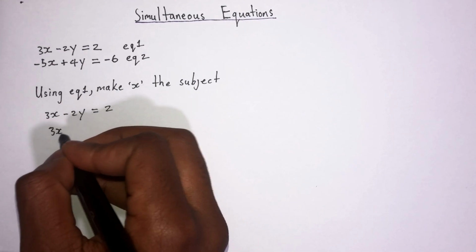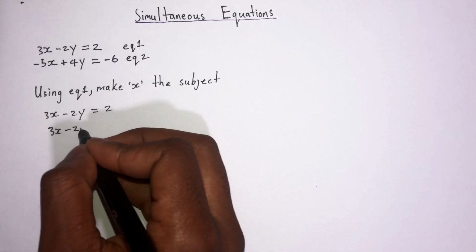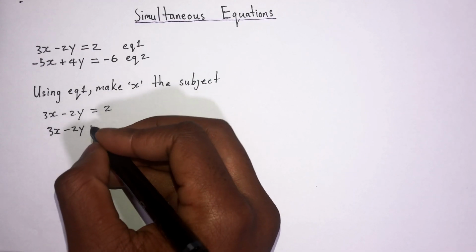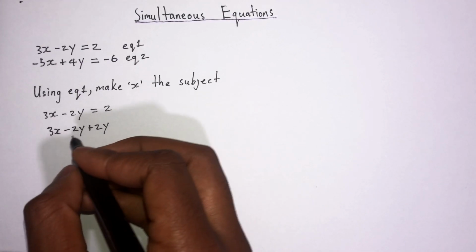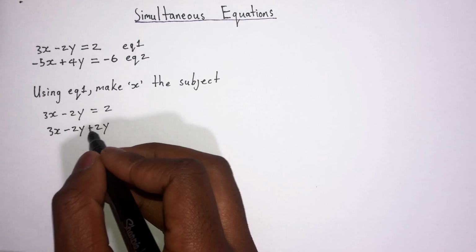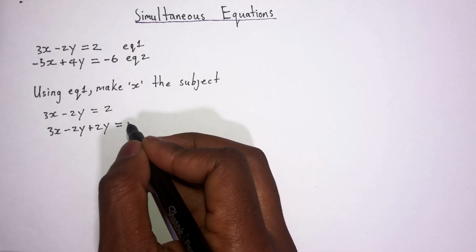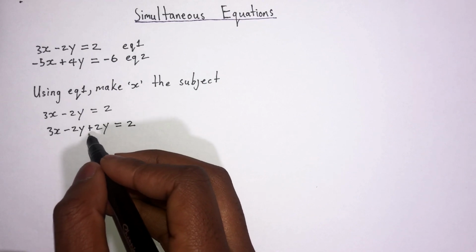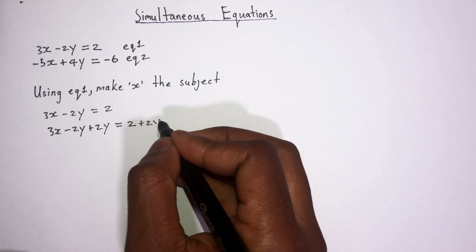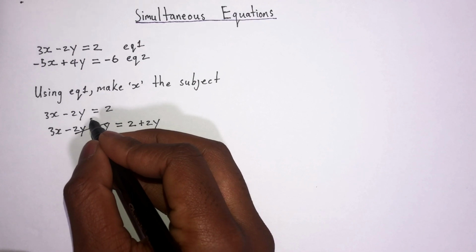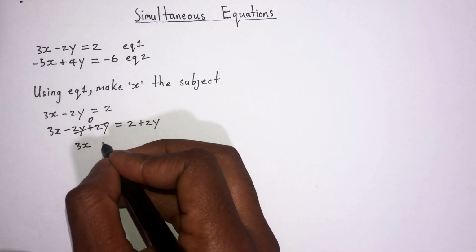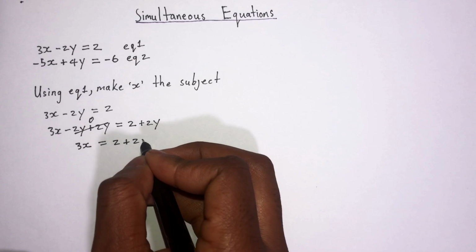First things first, we want to remove this 2y. So we have negative 2y. In order to remove the negative 2y, we'll have to add 2y. The reason for this is because 2y is being subtracted. Therefore, to remove 2y, we'll have to add a 2y. And what we do on the left side, we also have to do on the right side. So plus 2y. This leaves us with 0. So now we have 3x equals 2 plus 2y.